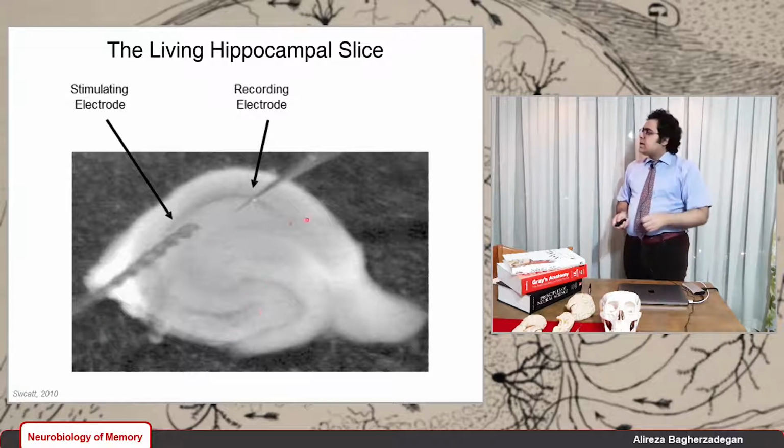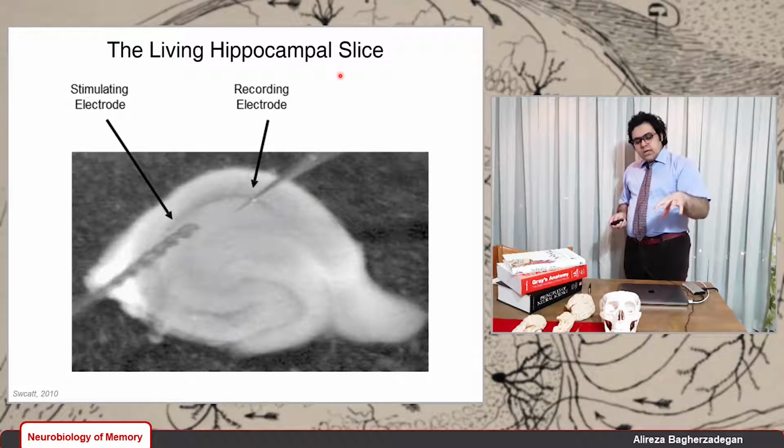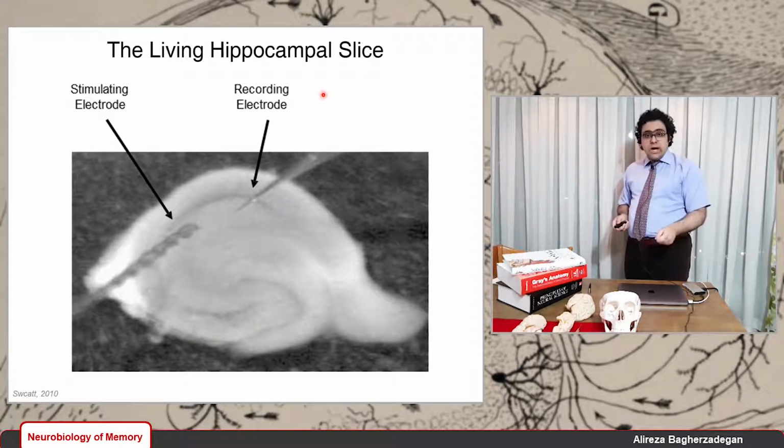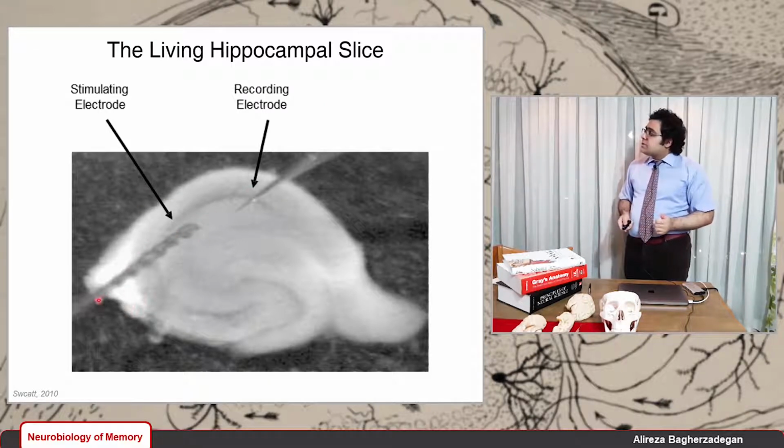And then we slice, and we get the hippocampal slice, and we put that hippocampal slice in a recording chamber. And we want to record from the pyramidal cells, so they need to stay alive. And so we put some special media in that recording chamber to keep the pyramidal cells alive, so that we can record from them. Okay? And so this is, for example, a stimulating electrode.